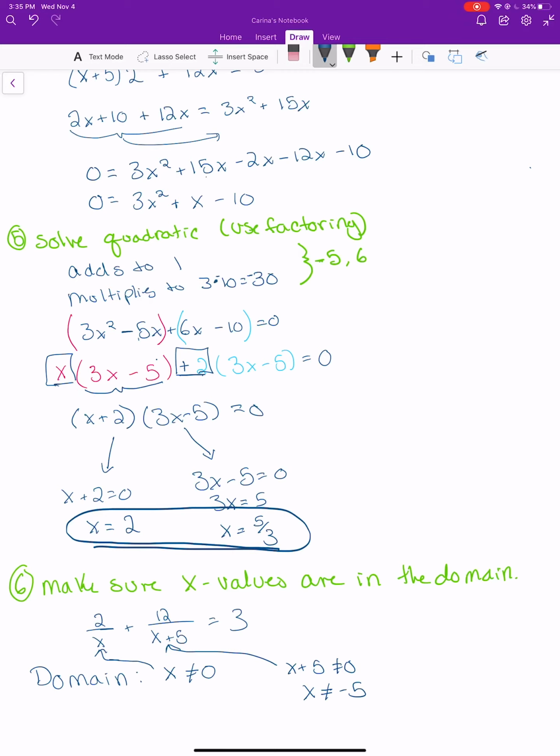Sorry, I really suck at this. This should be a negative 2. I don't know why I'm dropping so many negatives today. But the rest checks out.